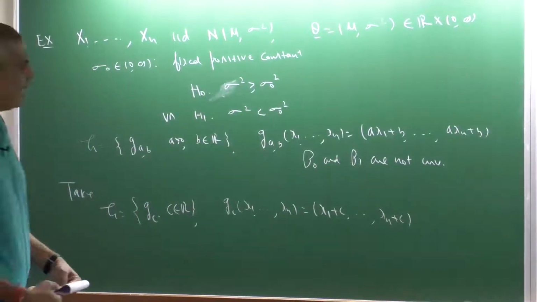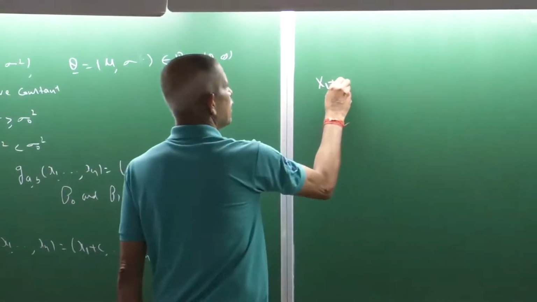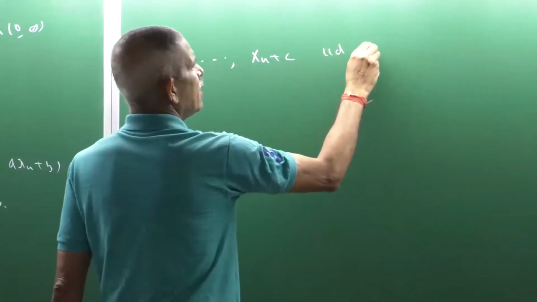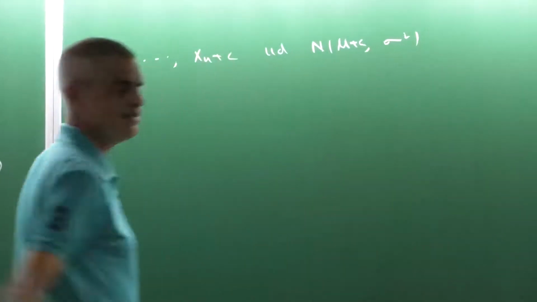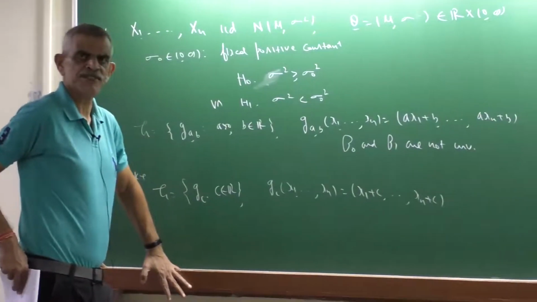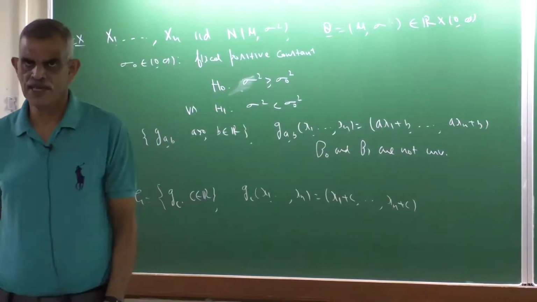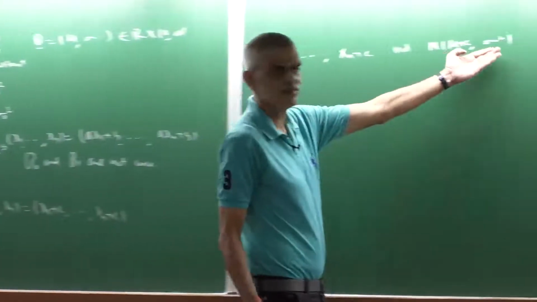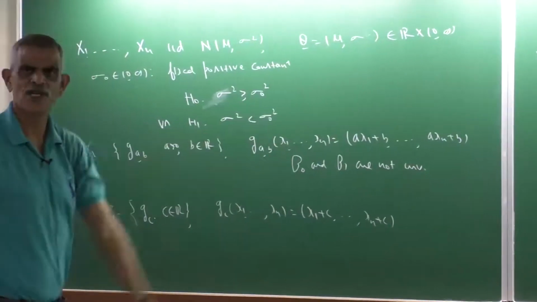Now this is invariant. Why? Because x1 plus C, ..., xn plus C are IID normal with mean mu plus C, and the variance remains the same. So I see what happens to H0 under the transformation. H0 says that sigma square is greater than or equal to sigma naught square. Now if I apply the transformation, it says the variance, which remains the same, is greater than or equal to sigma naught square for some mu. So mu has become mu plus C.